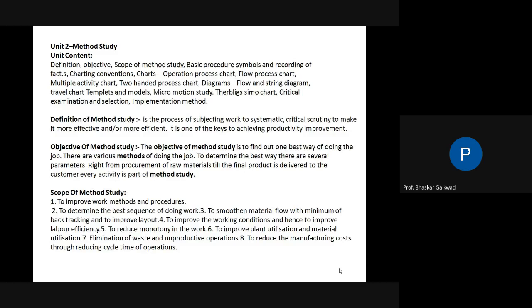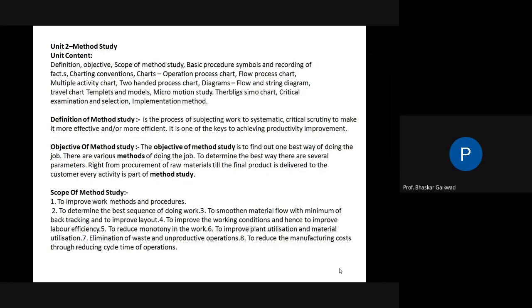Then whatever input is there will come down, output will be more, and because of this your productivity will increase. So method study is nothing but a systematic study of the present thing and how we can make it more effective and efficient in order to increase productivity. So this is the definition.